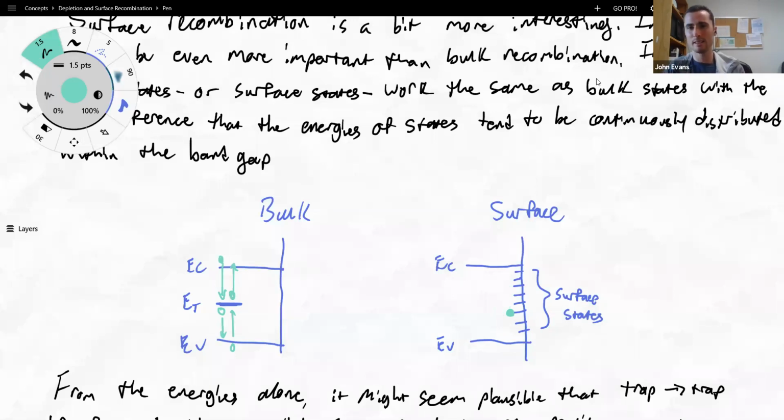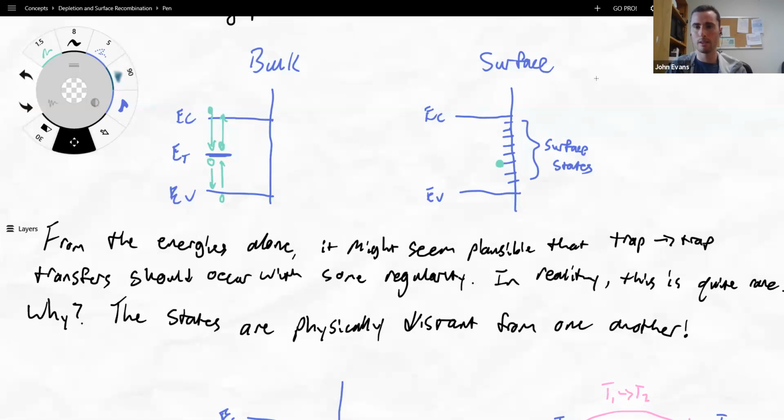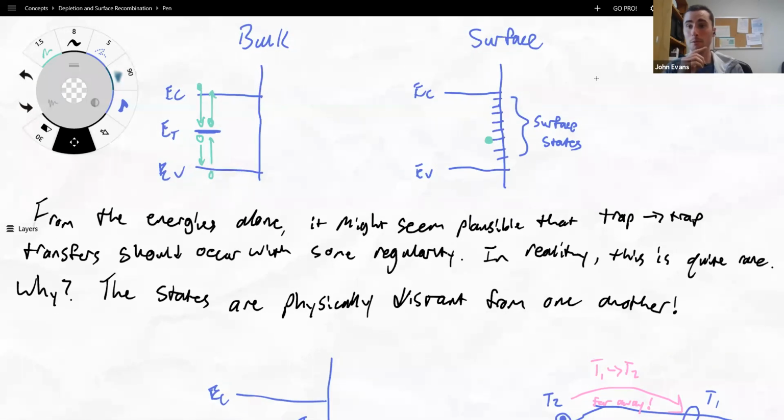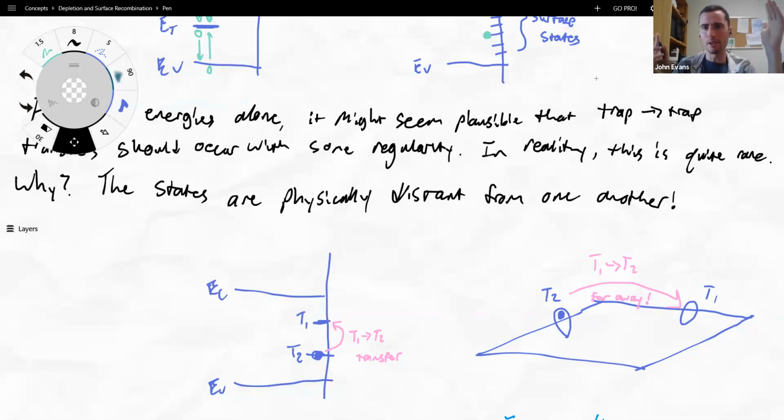In fact, not really. Those trap-to-trap transfers don't really happen. They're pretty rare. And the reason they're pretty rare is because typically those trapped states, those surface states, are physically separated from one another. So remember when I mentioned that we can distribute over these energies, but it's also distributed in space?